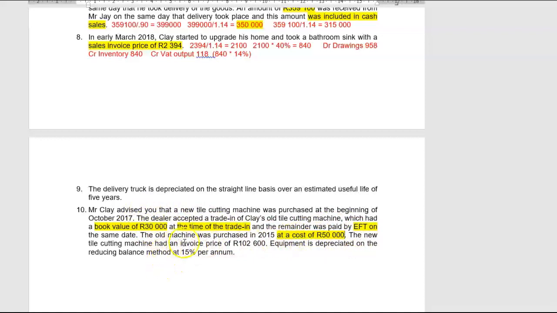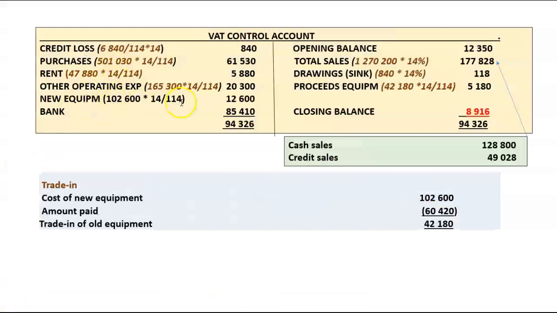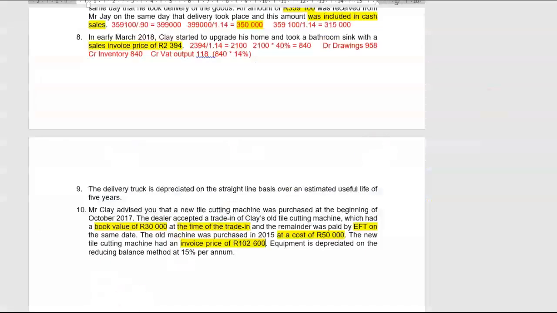The new tile cutting machine had an invoice price of 102,600. Now let's do the easy one first. Let's claim the VAT on the new tile cutting machine. So it is 102,600 divided by 114 multiplied by 14, which gives us a total VAT input that we can claim of 12,600. Now, they tell us that the cost price of the new machine was 102,600 Rand.